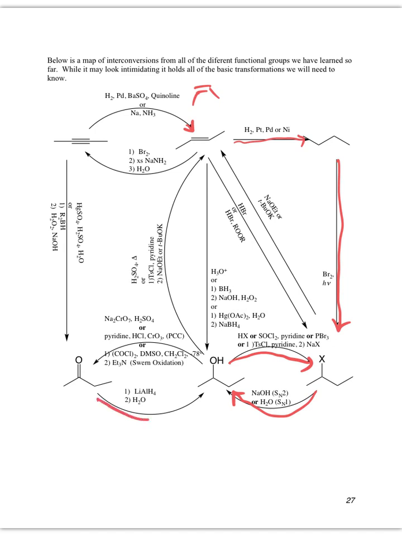We can reduce a ketone to an alcohol with LAH or sodium borohydride, or we can oxidize an alcohol to a ketone or an aldehyde with chromic acid, PCC, or the Swern oxidation.